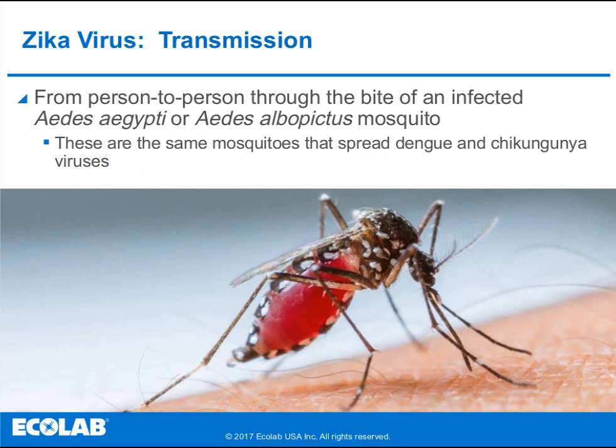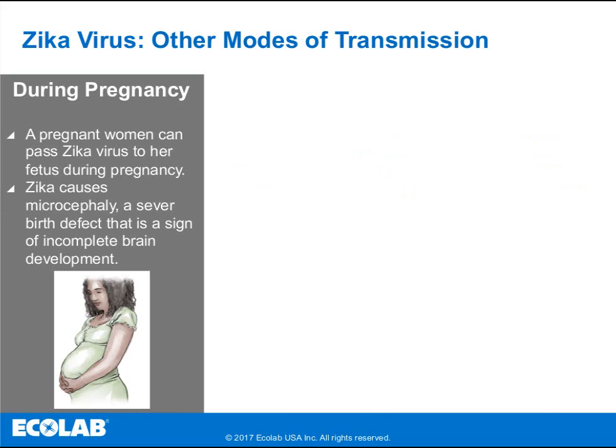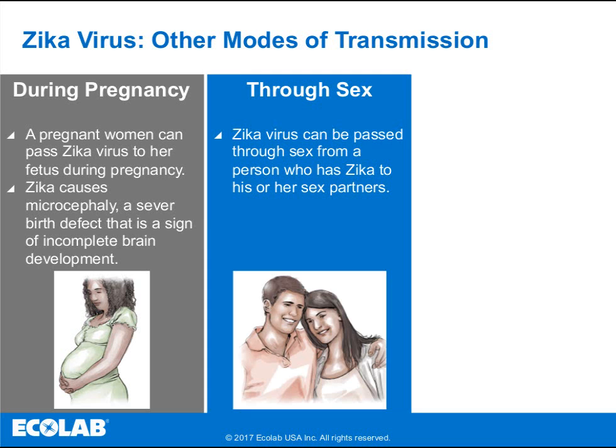There are several modes of infection transmission, from the bite of an infected mosquito, and as Joelle mentioned, the same species that carry dengue and chikungunya virus. During pregnancy, a pregnant woman can pass the Zika virus to her fetus. Through sex, Zika virus can be sexually transmitted from an infected man to his partners. And there's also emerging evidence that Zika virus can be spread through blood transfusions and organ and tissue transplantation.